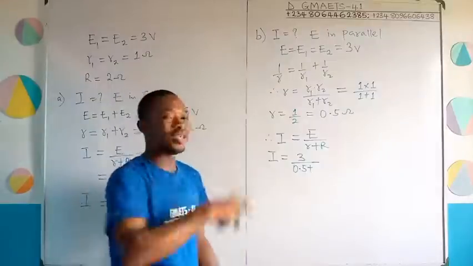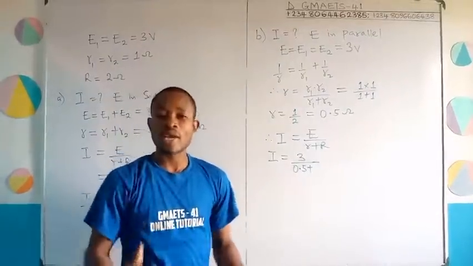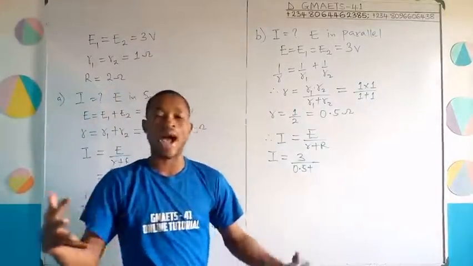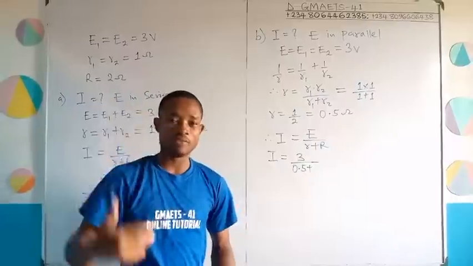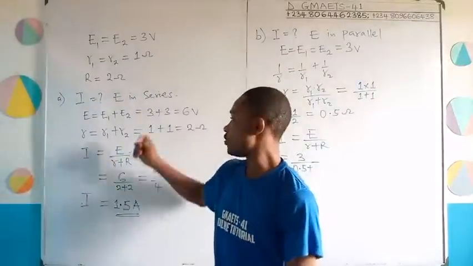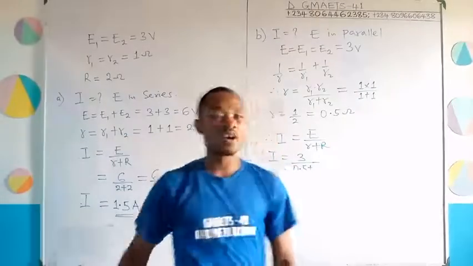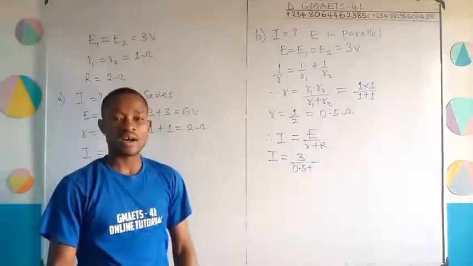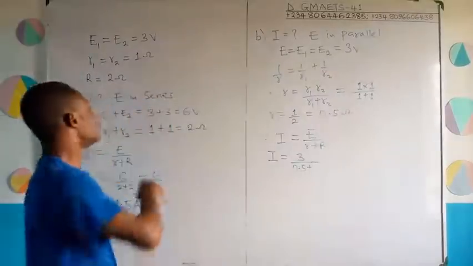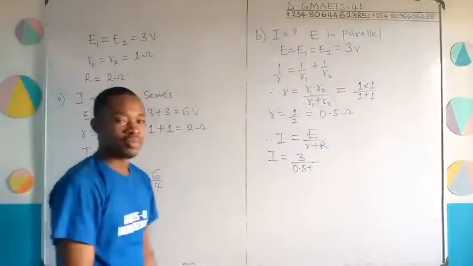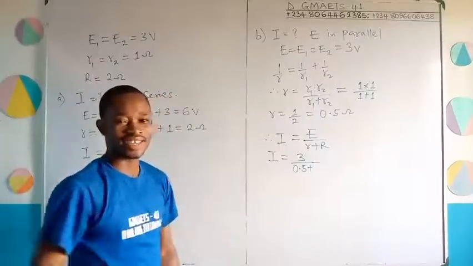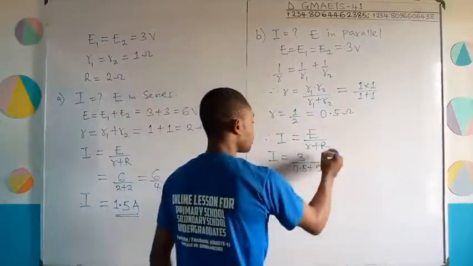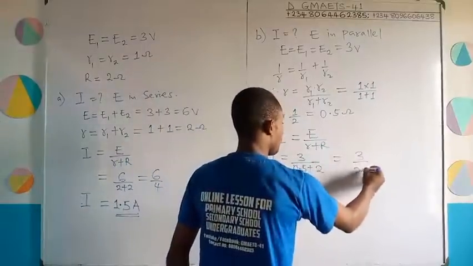It has nothing to do with the cell. So however the cell is connected does not have any effect on this external resistance, as regards whether you need to add them or take the reciprocal of the resistances and add. Just like we did for series connection in the case of internal resistance and parallel connection in the case of this internal resistance, you don't do that to this external resistance, please, because external resistance is not a property of the cell. So we have only one external resistance there, which is 2, and that's what we use in our calculation. So this will give us 3 over 2.5.